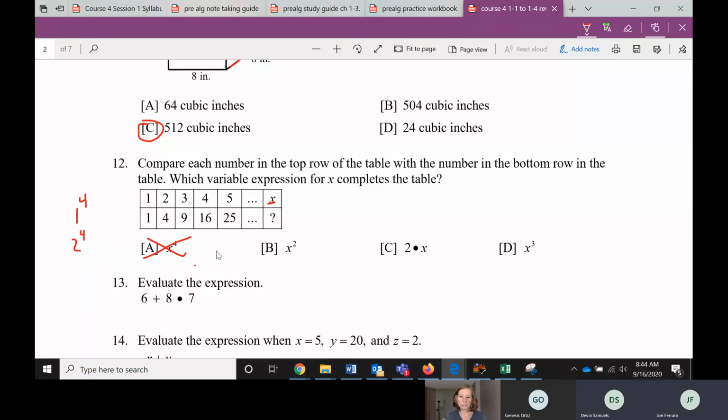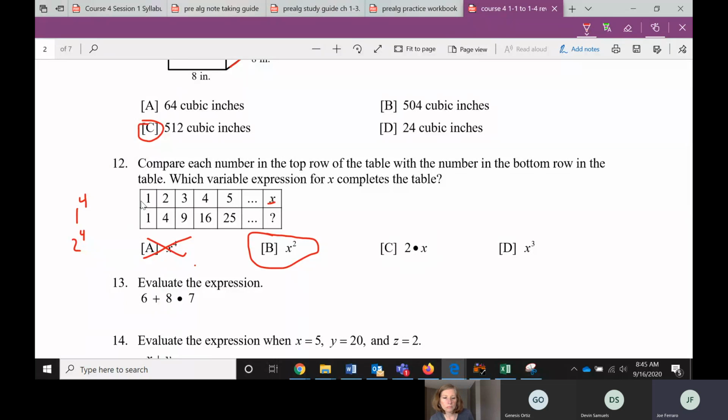Okay. When we go here, 1 squared is 1, so that works. If we put 2 in for x, 2 squared, 2 times 2 is 4, so that works. 3 in, 3 squared is 9. Put 4 in, 4 squared is 16. Put 5 in, 5 squared is 25. So yes, this would be the correct answer. Meaning whatever the top number is, if we square it, we get the bottom. And we could check the other ones just to make sure.